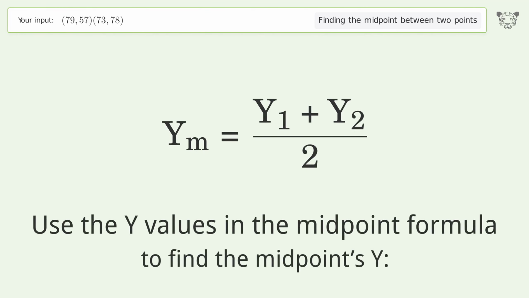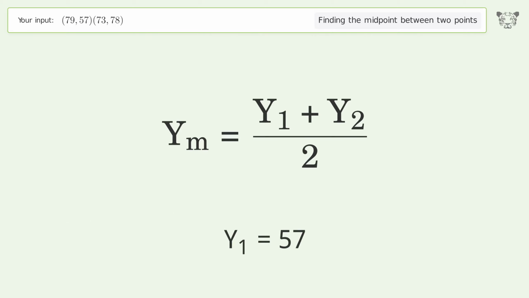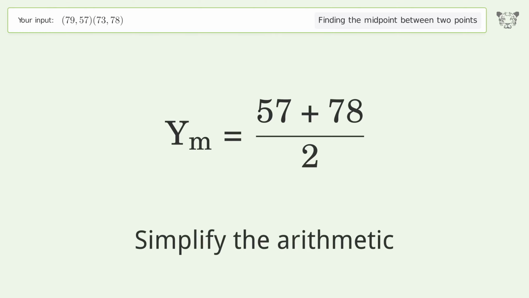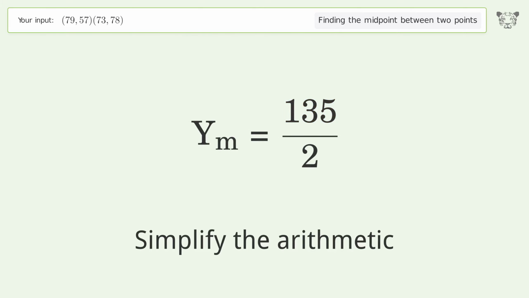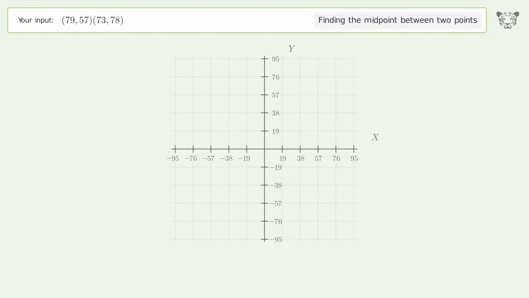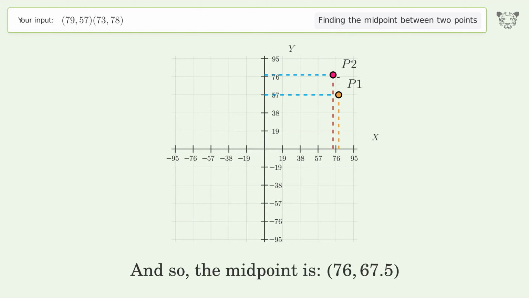Use the y values in the midpoint formula to find the midpoint's y. y1 equals 57. y2 equals 78. Simplify the arithmetic. And so, the midpoint is 76, 67.5.